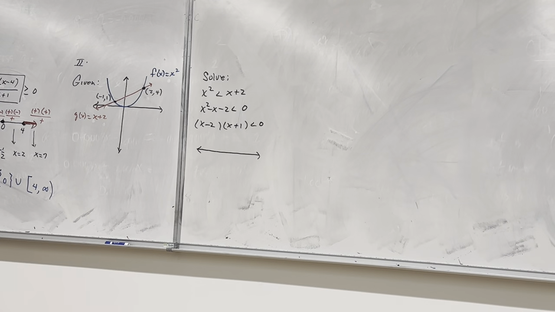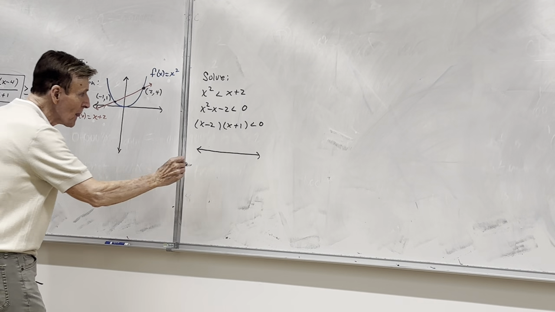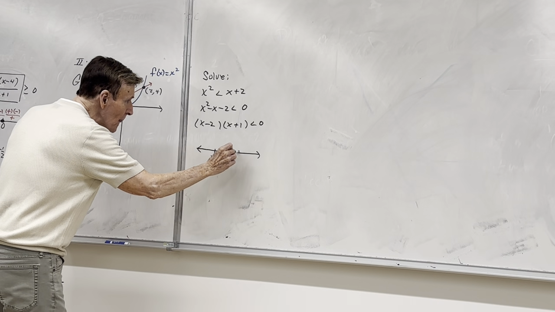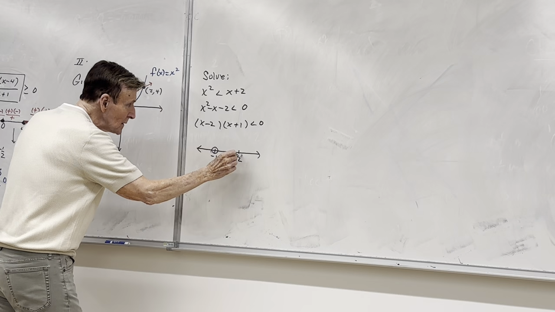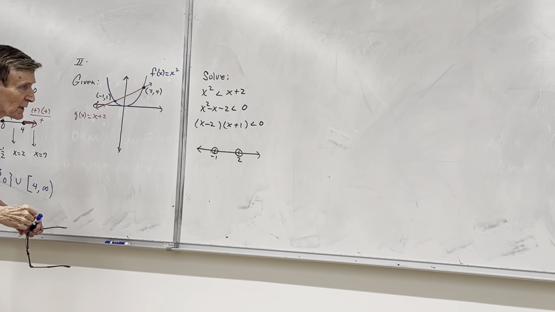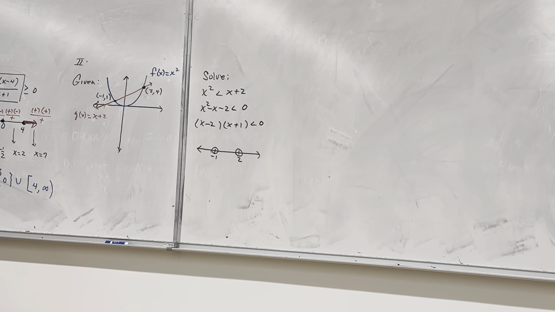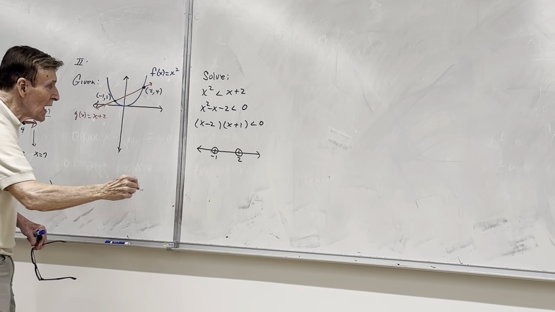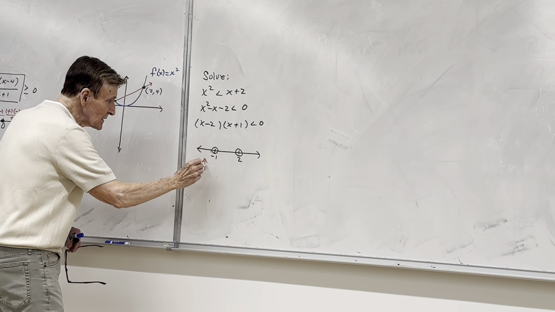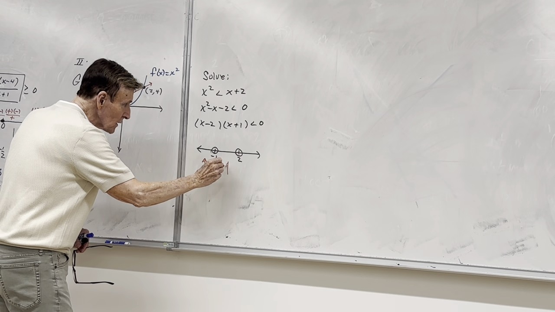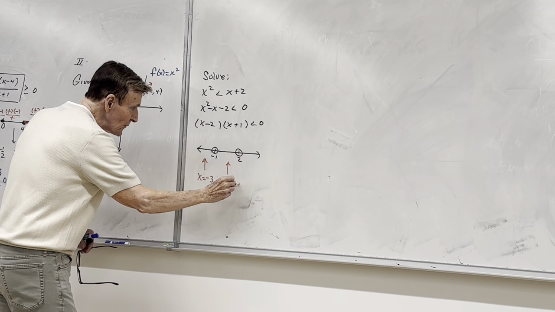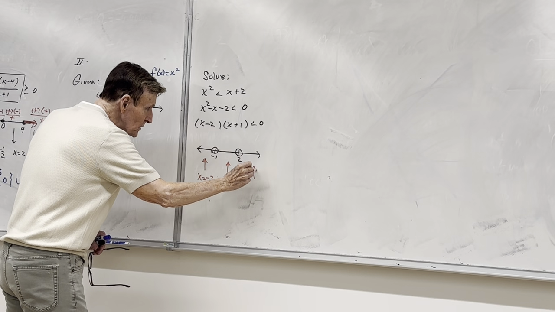Negative 1 and 2. And they're both supposed to be open. I don't see an equals mark to worry about here. You guys agree? This is not what we've been doing all this period of time so far. To the left, I'm going to test negative 3. In between, I'm going to try 0. Out to the right of 2, I'm going to try 5.